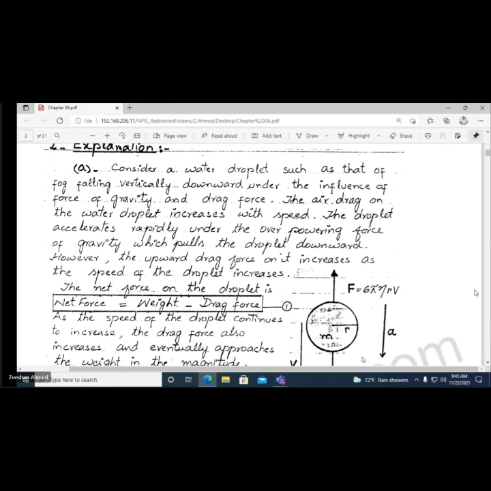According to the relation, net force is given by weight minus drag force. And what was the weight? Weight was mg, minus drag force, which is 6 pi eta r v. Is it? What we achieved? We achieved the net force. Clear? This is the relation we studied yesterday.